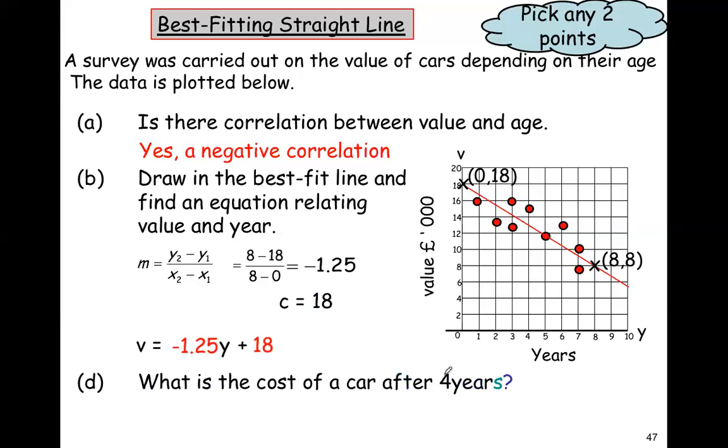Now, let's see the question. What is the cost of a car after 4 years? So you would replace y with 4. So negative 1.25 times 4 plus 18, in my calculator, 13. So after 4 years, even by looking at the graph, we are between 12 and 14, which is bang on £13,000. So v equals 13. The value is in number of £1,000. So that's how you would answer this question.